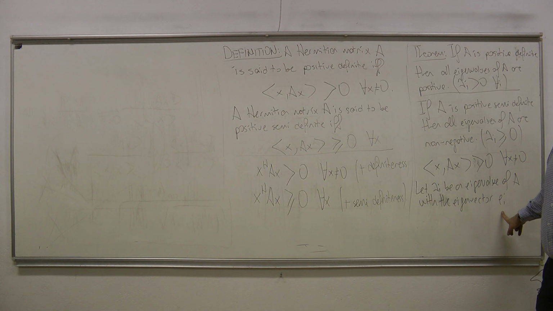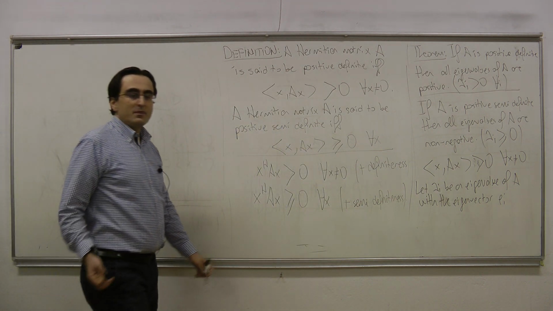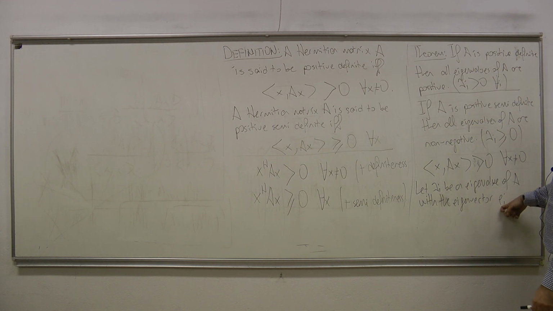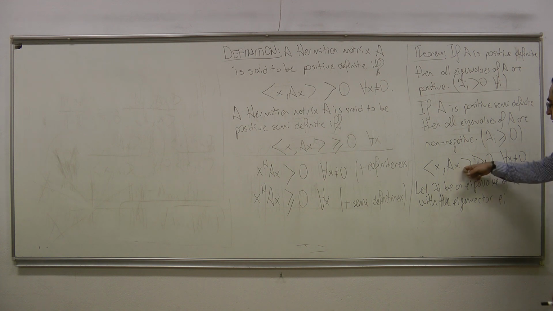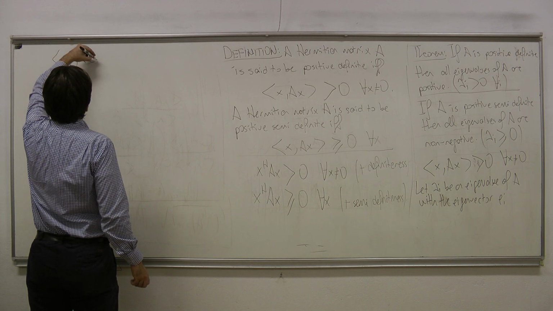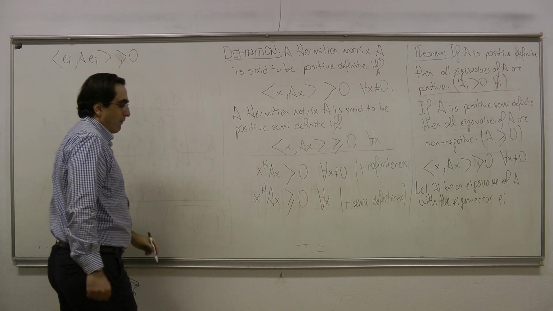Can e_i be equal to 0? Can the eigenvector be equal to 0? In this case, the answer should be no, because an eigenvector is by definition a non-zero vector. That means that e_i is a non-zero vector, which means that it satisfies this condition. Instead of x, I can substitute the eigenvector e_i. So in that case, this inner product, when I substitute x equals e_i, should still be positive. So e_i is non-zero, therefore the inner product of e_i with A e_i should be strictly positive. Okay?